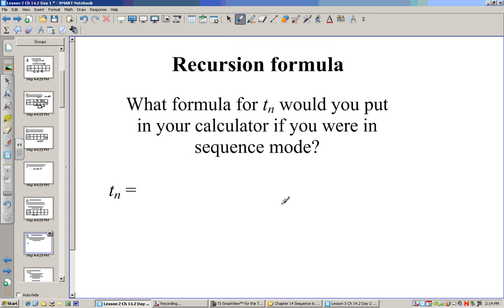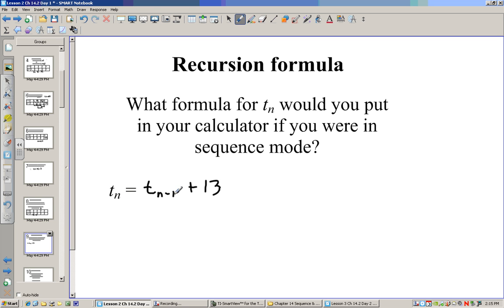So now, what form of recursive formula could we use? Now, a recursive formula is a formula that relies on the previous term. So how do we get from the previous term to the next term? Well, t sub n minus 1 is our previous term, and from each previous term, we will add 13.